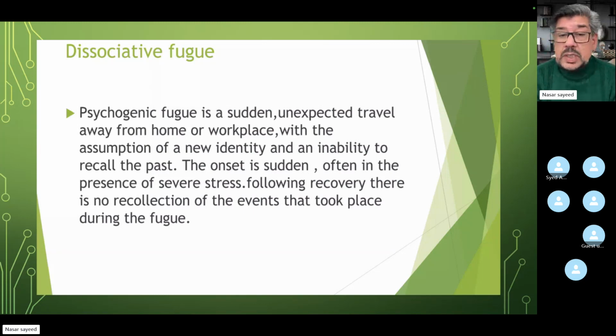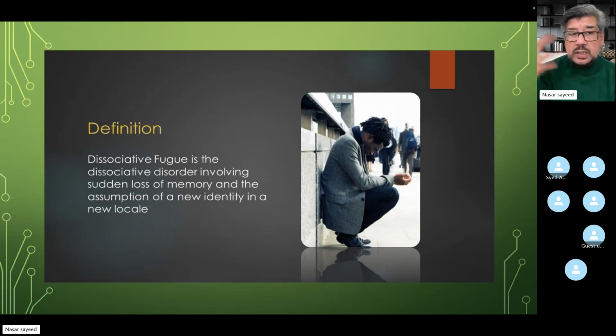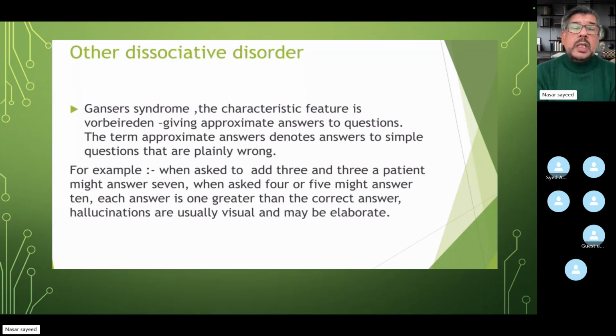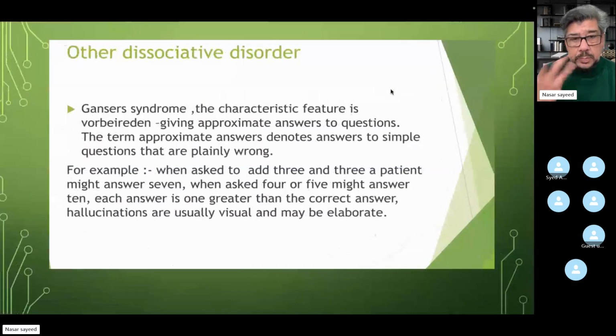And most of these patients, when they present to psychiatrists, are usually brought by the family, saying that he disappeared for 2, 3 days and now he says that he doesn't know where he was. Mostly in the background there is some stress and complications, and when you take the history, you are able to understand. It is a dissociative disorder with a sudden loss of memory and assumption of a new identity in a new locality, right?